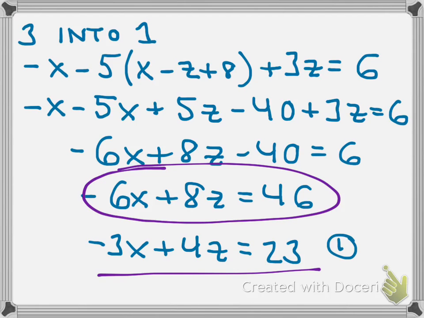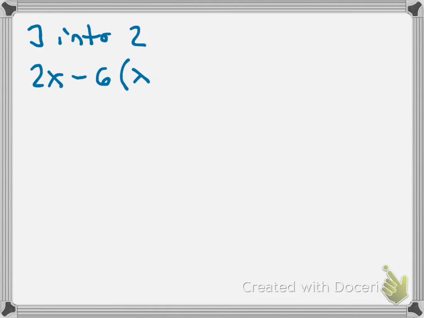But something I want to point out here is that you can take that equation and divide it by 2. If you divide it by 2, the numbers just become a little bit smaller and a little bit more manageable. You don't have to do that, but sometimes it's helpful if you see a GCF to divide both sides by that GCF. Next, I'm going to take equation 3, put it into equation 2.